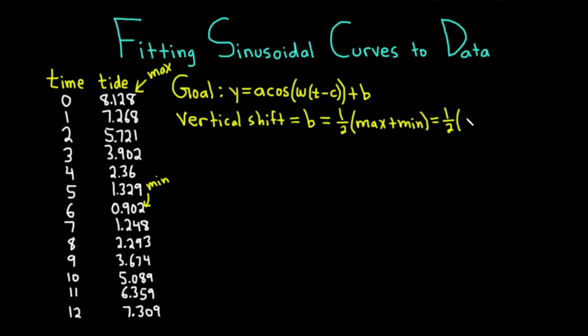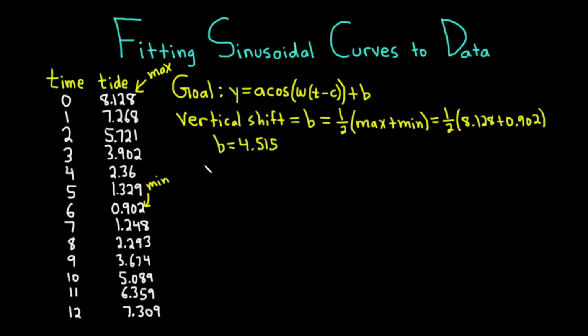So we have 8.128 plus 0.902. And so if you put this in your calculator, you end up with b equals 4.515. That's going to be our value for b. So to find the vertical shift in your model, you always just do 1/2 times the max plus the min. It's pretty easy once you know the formulas.